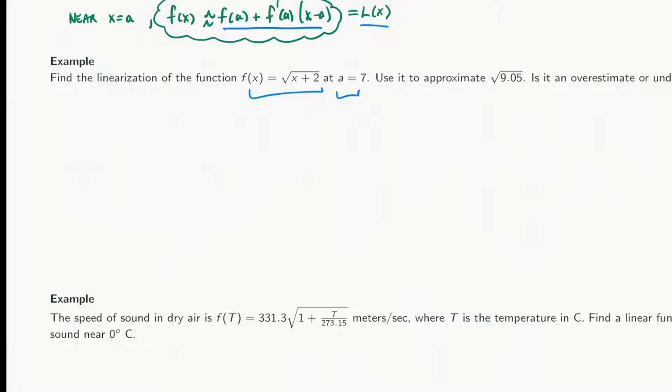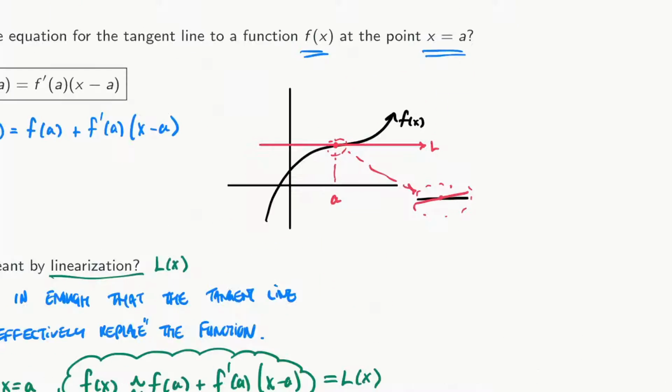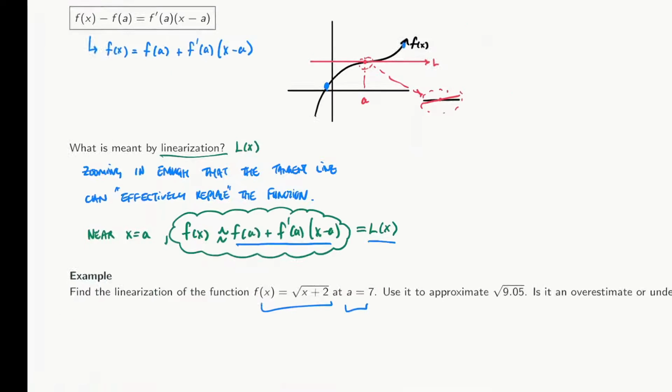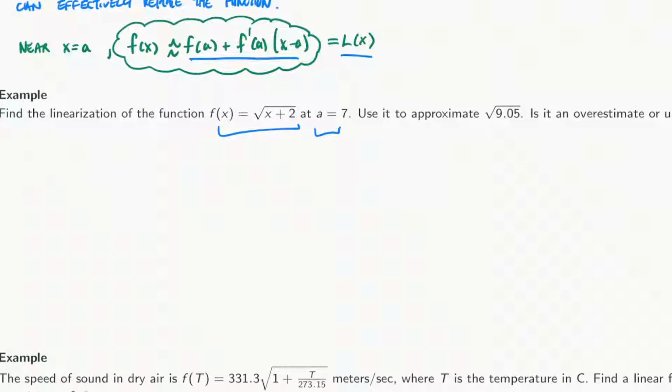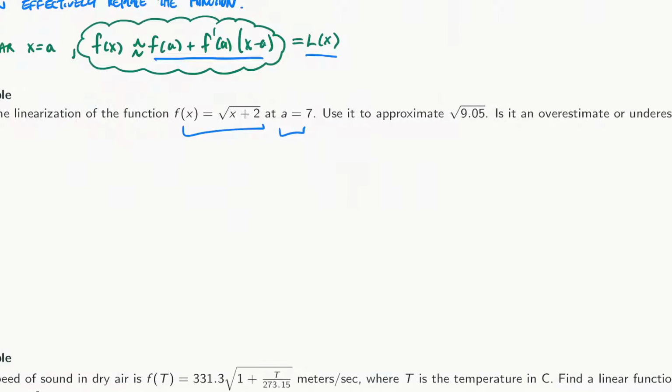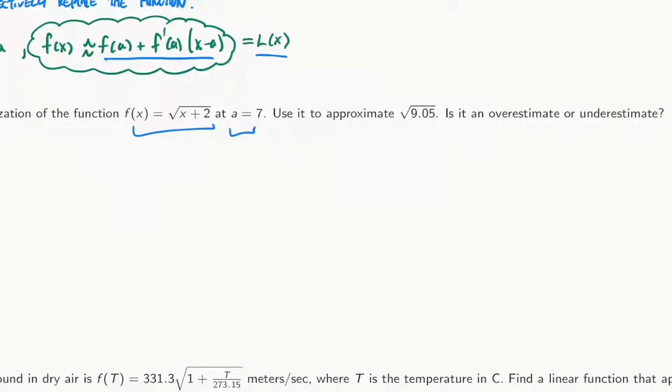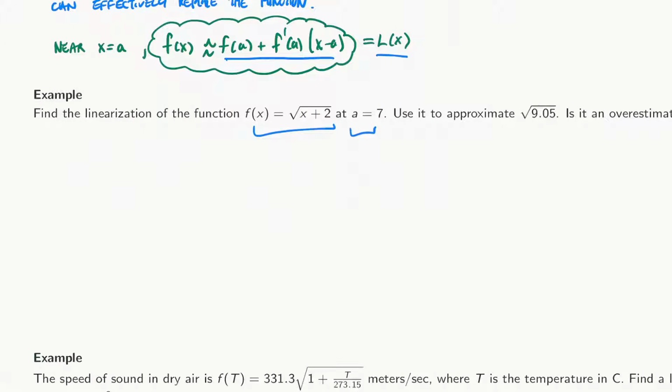We're interested at this certain value, a equals 7. You'll always be centered somewhere when you're doing a linearization. Because as you see up here, this tangent line is not good to approximate what's happening to the function here, right? This doesn't represent the rate of change or the values that is happening at this a. Okay, so we'll always be given an a value. And so we want to use it to approximate the square root of 9.05. And then we'll see, is this an overestimate or underestimate?